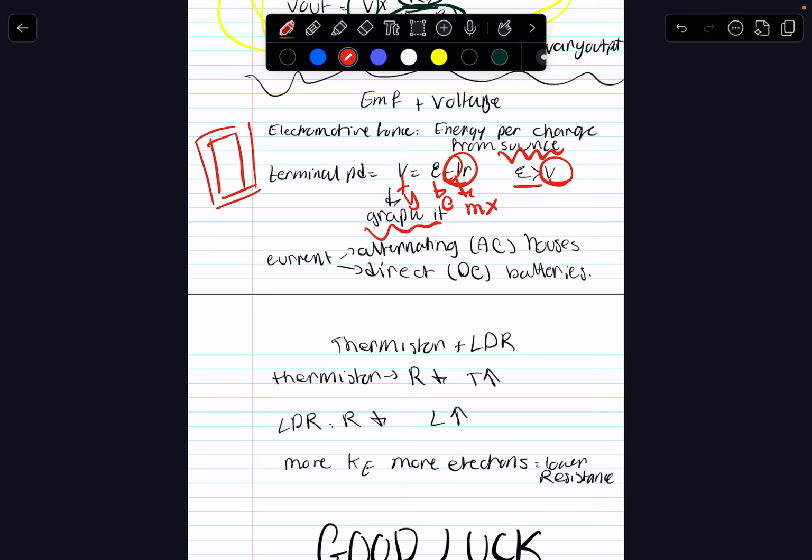Make sure you know that electromotive force is bigger than the voltage, and that's the equation. Let me check if it's given. That's not given, so you need to know. But as long as you know the EMF is bigger, then you know the bigger minus something is going to give you the smaller one.